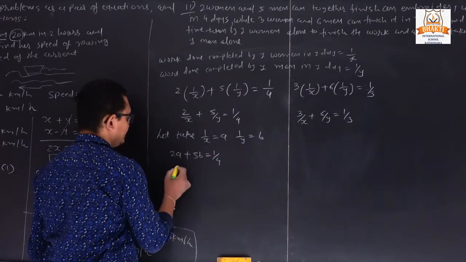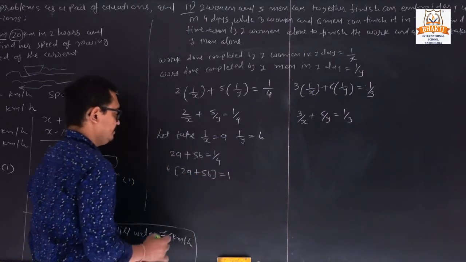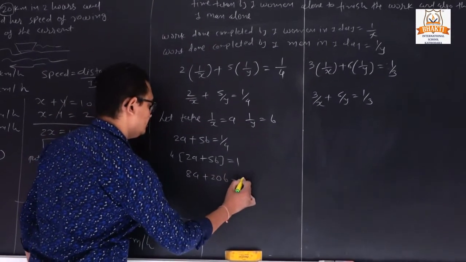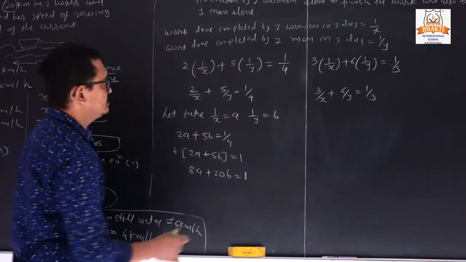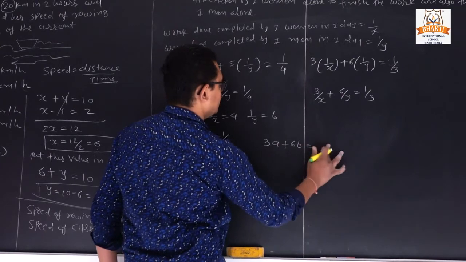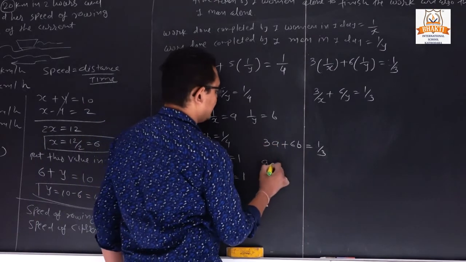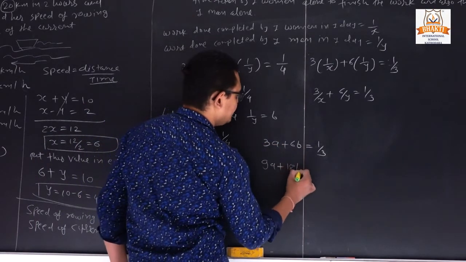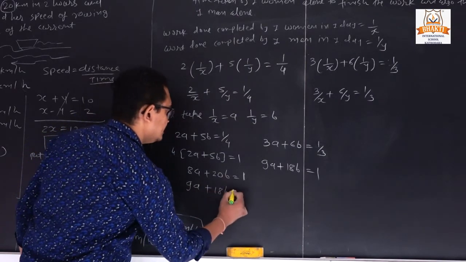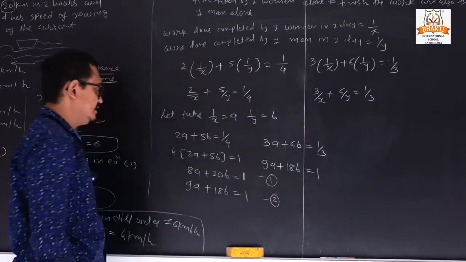This 4 is multiplied with 2. So by cross multiplication, 8a plus 20b is equal to 1. Similarly, 3a plus 6b is equal to 1 upon 3. So this 3 is multiplied with here. So 9a plus 6 3s are 18b is equal to 1. We can call it equation 1 and equation 2.